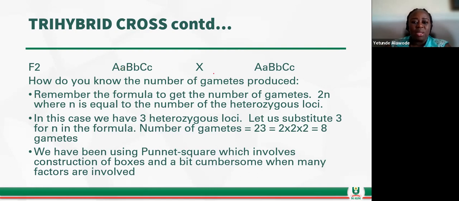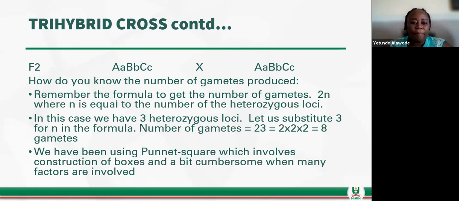You are going to pair it up. The gametes that are produced, you put it horizontally, the same one again, you arrange it vertically. And then you start to kind of do like a multiplication to get your phenotype and your genotype.